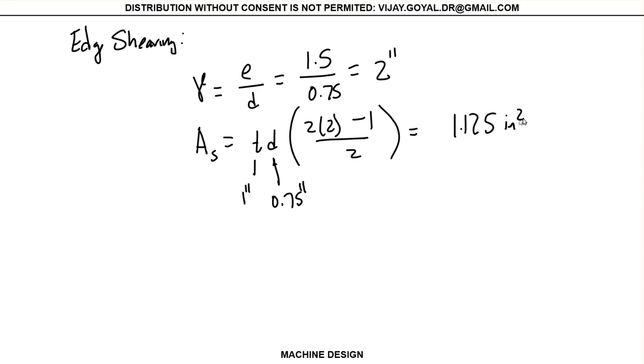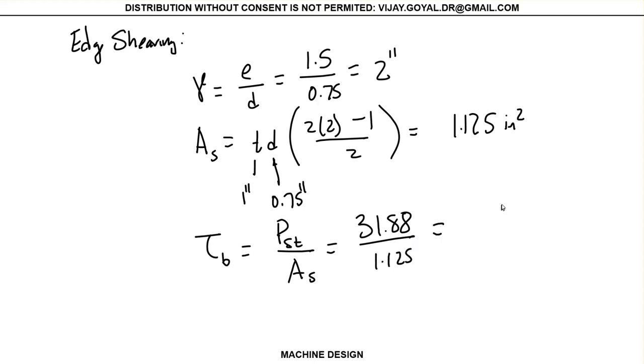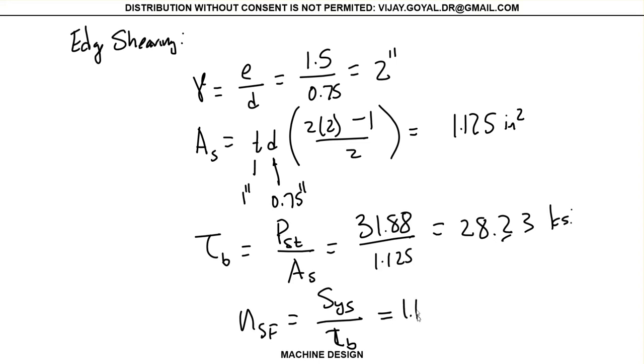So the whole thing gives me 1.125 inches squared. Now I'm going to find what my shear strength is. Shear stress is PS times S divided by AS. That would give me 3188 divided by 1.125, which gives me 28.33 KSI. And if I want my factor of safety, it is yield strength. This is shear yield, don't forget, because I'm working with shear. That would give me 1.110. Bigger than 1, I'm safe, I can move on.